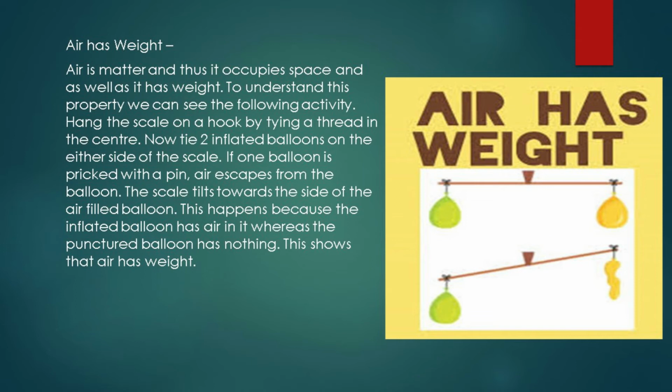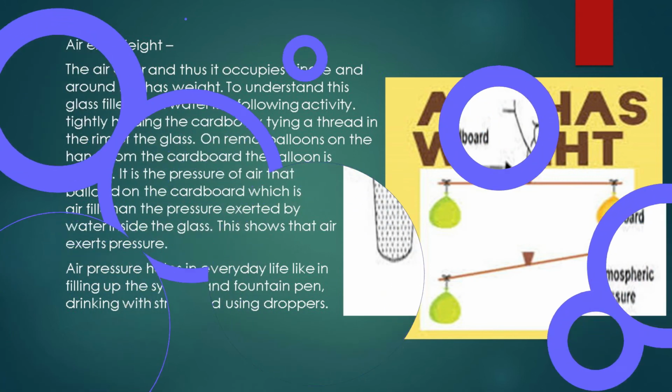If one balloon is pricked with a pin, air escapes from the balloon. The scale tilts. The scale tilts toward the side of the air-filled balloon. This happens because the inflated balloon has air in it, whereas the punctured balloon has nothing. This shows that air has weight.